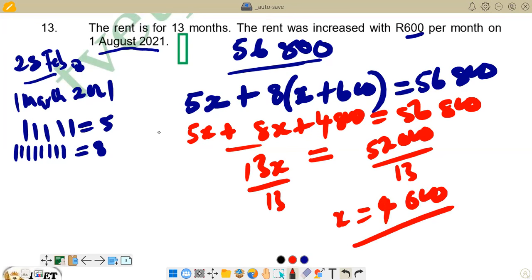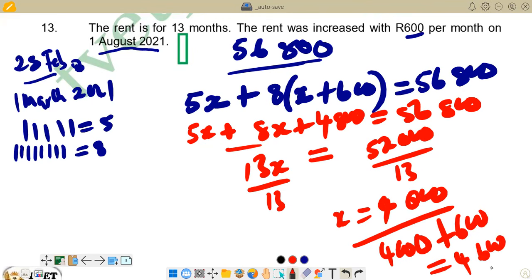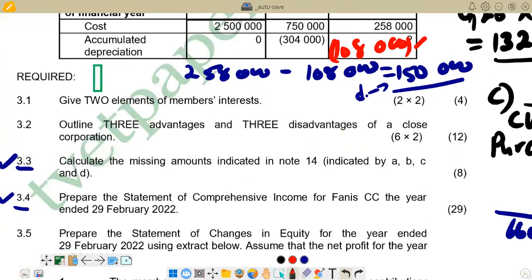Remember, the month that you want to remove is March 2022. So March 2022, the rent had already increased. So this 4,000, we add now the 600 increase. This is representing before the increase. So add the 600 to get 4,600. So this is the amount that you are supposed to remove from 56,800 to get the rent for the period of 12 months. So we go there and summarize that.